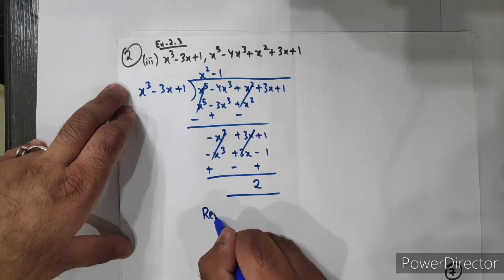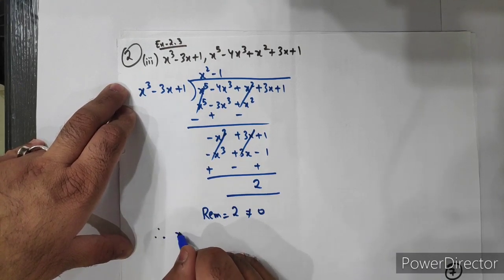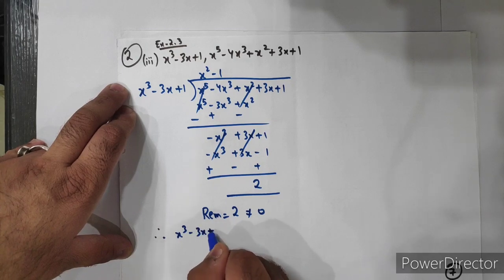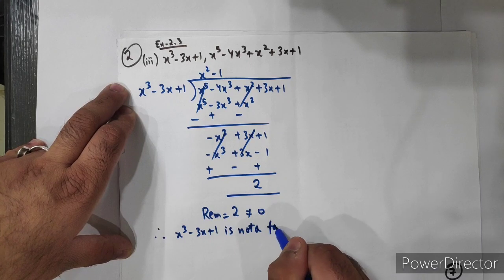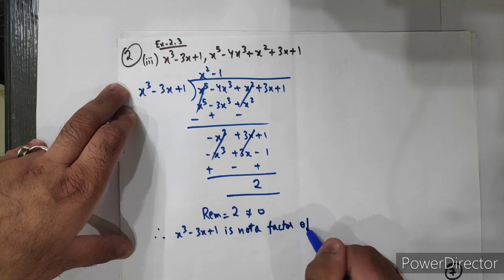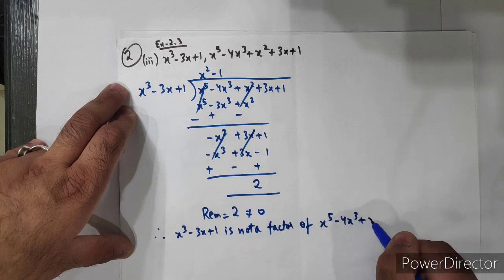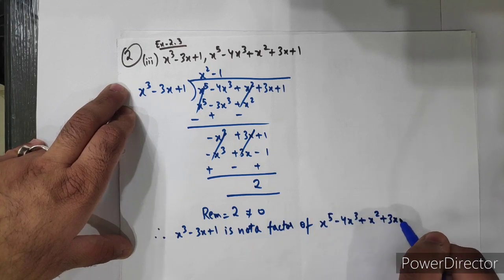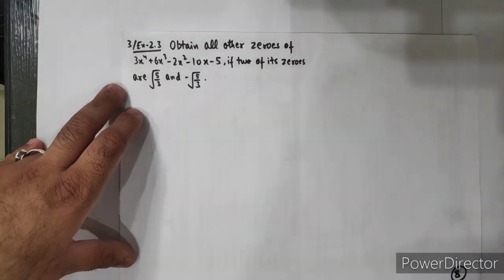So since remainder is equal to 2, which is not equal to 0, therefore we can say that x cube minus 3x plus 1 is not a factor of the other polynomial, which is x^5 minus 4x cube plus x square plus 3x plus 1. Okay, so this was third part of the second question. You can do the remaining parts.